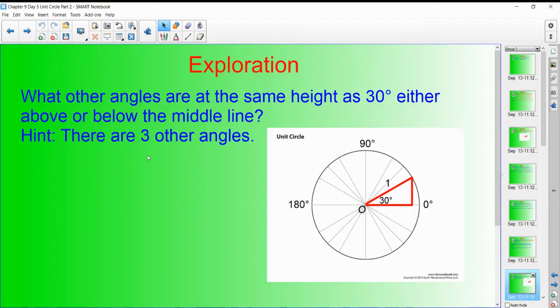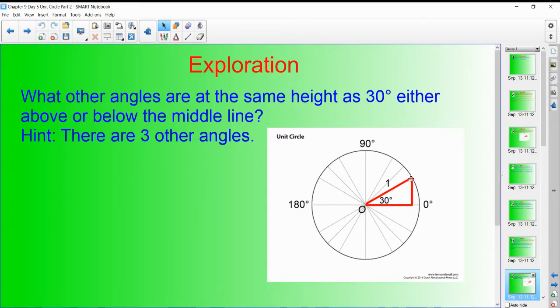So now let's take a look and explore. Okay, this is our unit circle. There's a lot of symmetry going on. There's a lot of equity. There's a lot of parts that are in common. So my question is, what other angles are at the same height as 30 degrees, either above the middle line, this middle line here, or below it?